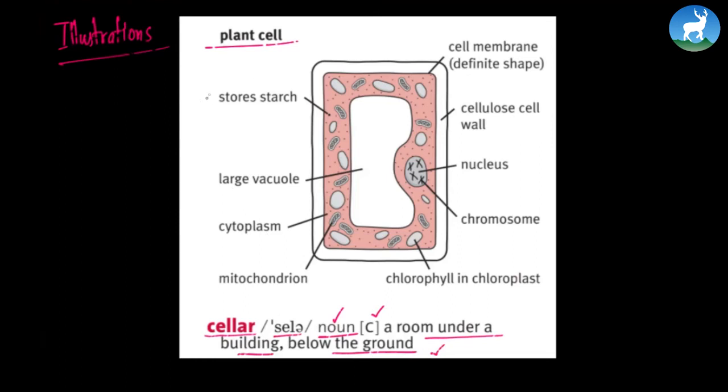This is the plant cell. As you can see, it has got a cell wall, a cellulose cell wall. After that, there's a cell membrane, about which we just studied. It's got a definite shape, and you can see starch storing materials here. There's a large vacuole. We have the nucleus here. Inside the nucleus there are chromosomes which carry the genetic identities. There's chlorophyll in the chloroplast. You can see mitochondrion and cytoplasm, the fluid. Alright, this is just an illustration of a plant cell.